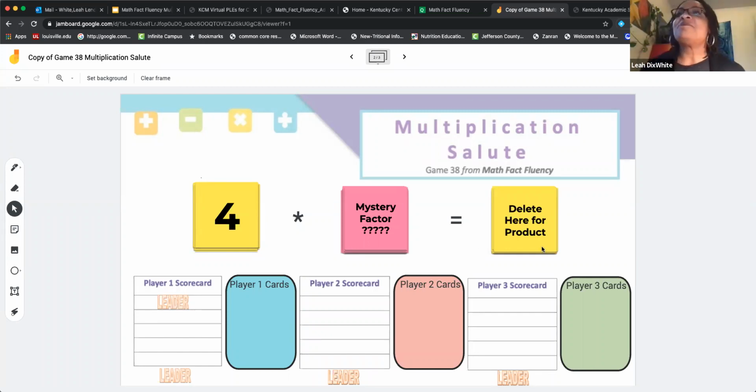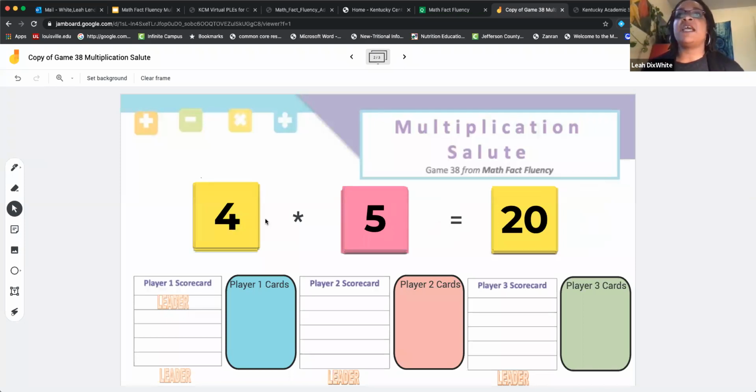No worries. And then if I was a leader, I would delete the product. And then between the two players, whoever discovered the mystery factor first would shout that out, "Oh, the mystery factor is 5." And then the leader would delete this card to reveal that factor.